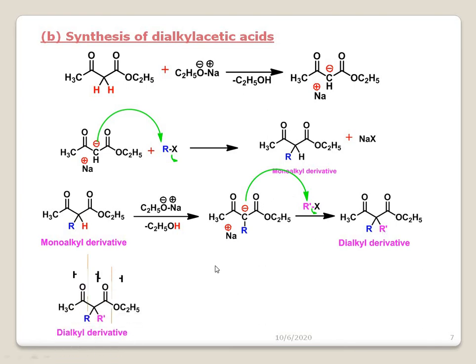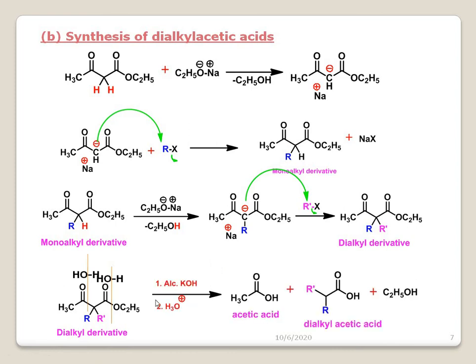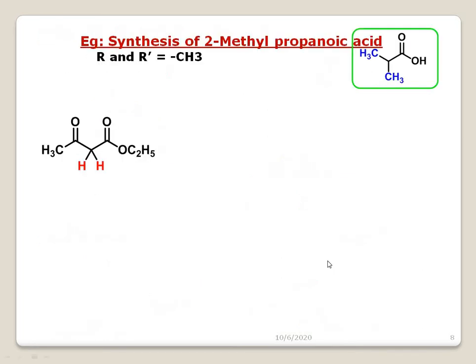Now for this dialkyl derivative, if you perform alcoholic KOH hydrolysis, this side is always acetic acid and this side you will be having RR'CHCO2H, like this, dialkyl acetic acid. Now the R group and R dash group you can plan accordingly. Suppose you want CH3 over here, you have to take methyl halide. If you want a propyl group here, you have to take propyl halide. Accordingly you have to plan the alkyl halide.